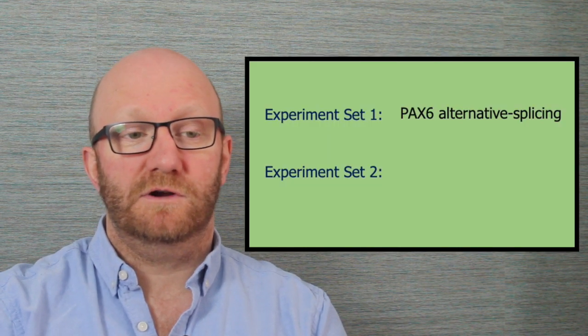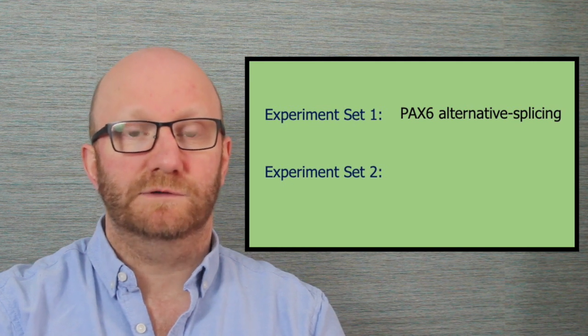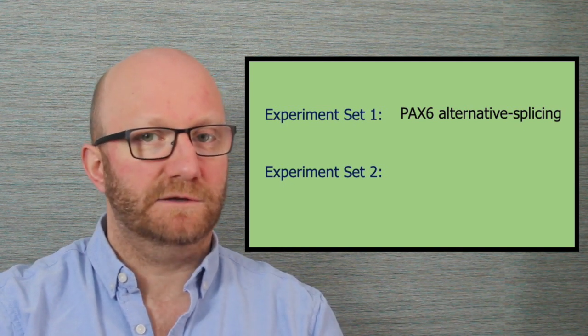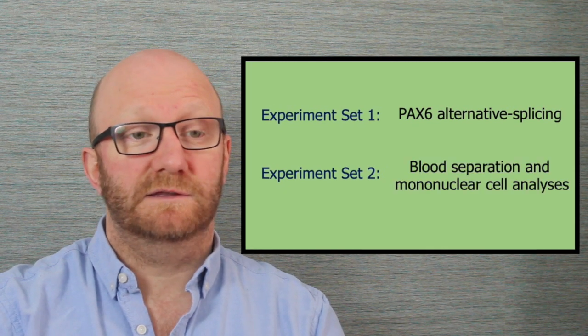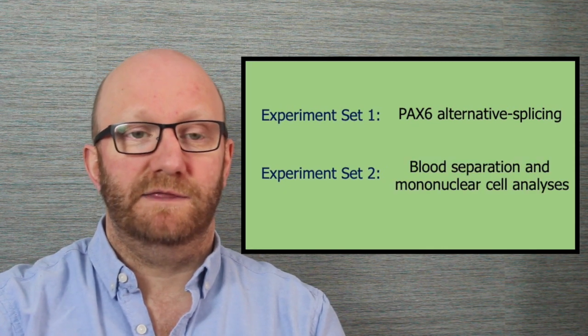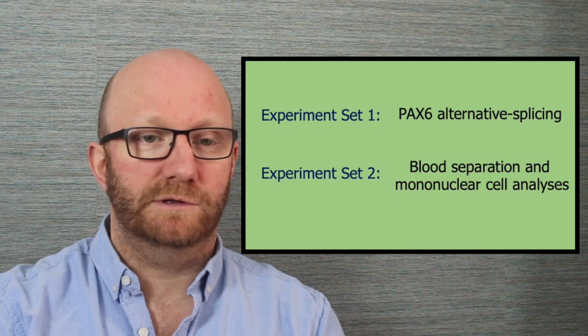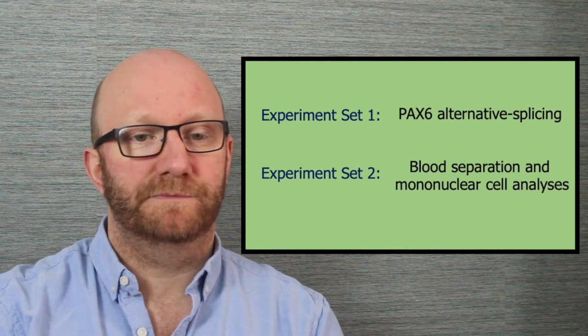This short video will explain the experiments we have planned for the next 2 weeks, what we're trying to achieve, and what I want you to learn. There are 2 sets of experiments. The first set will aim to determine the regulation of an alternative splicing event which has clinical relevance in the disease aniridia. The second set relate to the separation of blood and the analysis of the proportion of the different mononuclear cells within a sample.